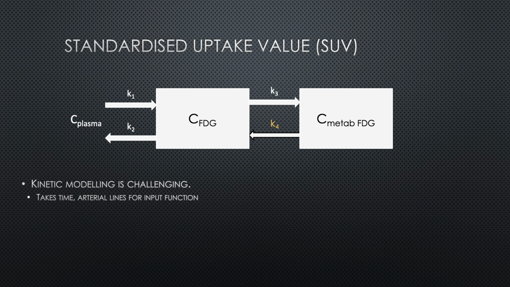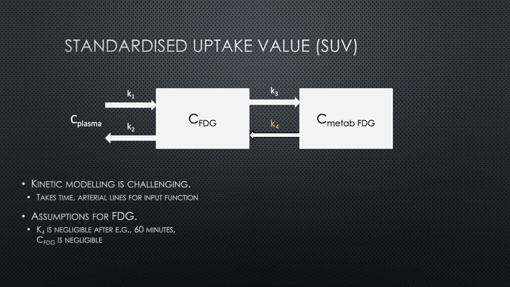In the model that you see now, we have FDG in 3 states. It can either be free in plasma, it can be in tissue, or it can be metabolized in tissue. And we have these K values representing the transition between these 3 states.